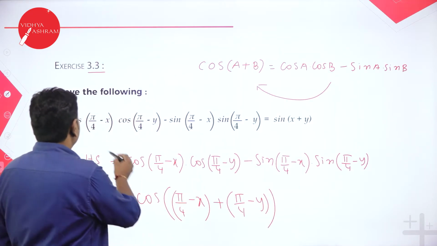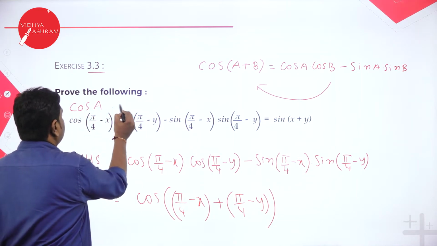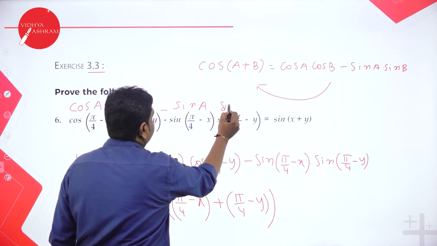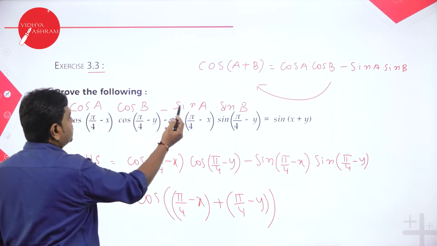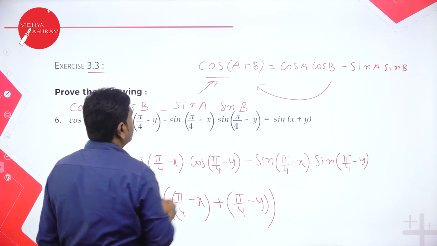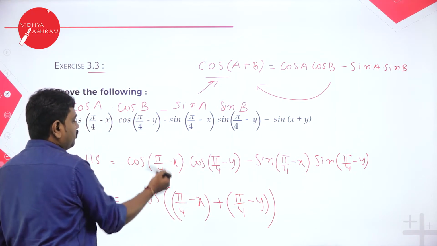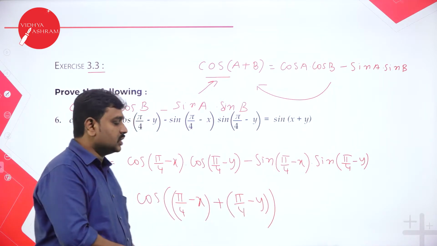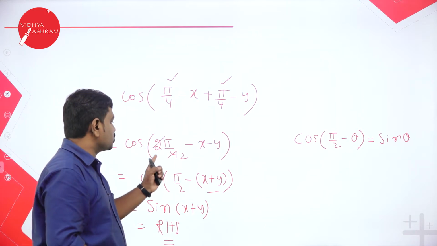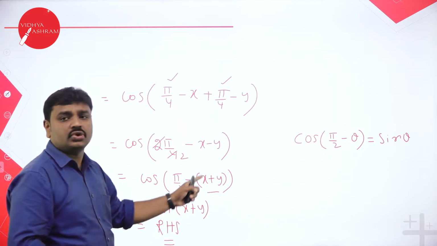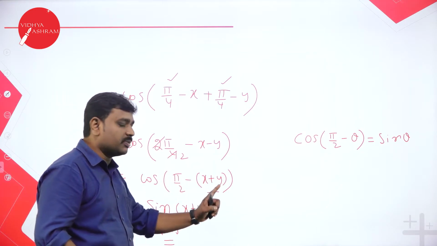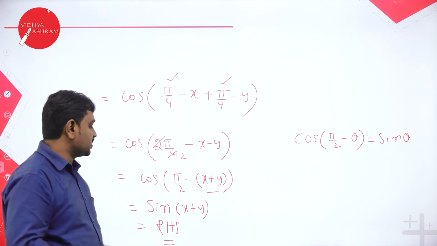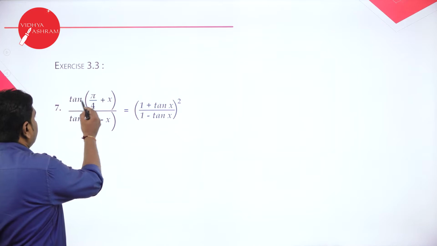Just let me summarize. Now it is in the form of cos A cos B minus sin A sin B. So you know cos A cos B minus sin A sin B can be written as cos of A plus B. Here what is A? Pi by 4 minus x. What is B? Pi by 4 minus y. So I wrote cos of A plus B, pi by 4 minus x plus pi by 4 minus y. So now simplify this. Pi by 4 plus pi by 4 becomes 2 times pi by 4 and minus x minus y. In these two, if you take minus common, it becomes minus of x plus y. Now it is in the form of cos of 90 minus theta. What is cos of 90 minus theta? Sin theta.